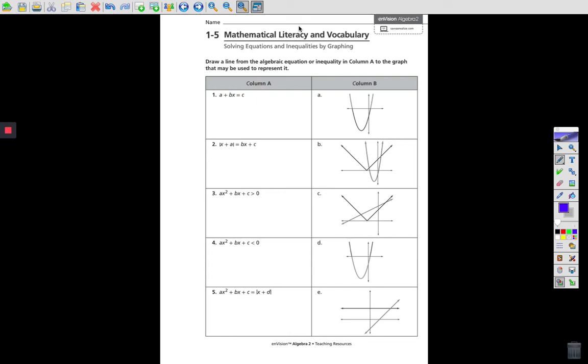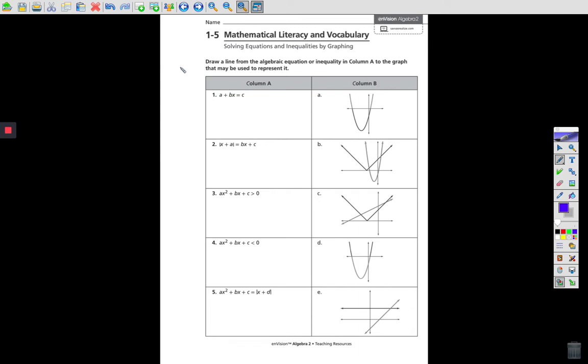Alright, today we're going to start by looking at the 1-5 vocab. 1-5 is solving equations and inequalities by graphing. So our directions on the vocabulary say to draw a line from the algebraic equation or inequality in column A to the graph that may be used to represent it. Instead of drawing lines, y'all good with just writing the letters underneath the equations?